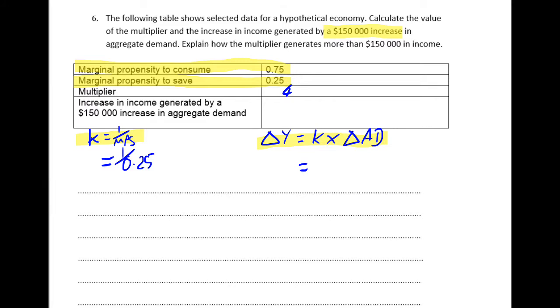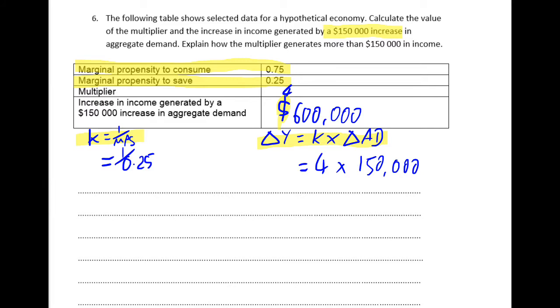And we use the multiplier that we've worked out earlier. It's 4. And we multiply that by this additional aggregate demand from wherever it's come from, and we'll put that in here. 4 times $150,000 is $600,000. Now we need to put the units in, so make sure that you get this dollar sign, no matter if it's kilograms, dollars, whatever it is, you've got to have the units there.